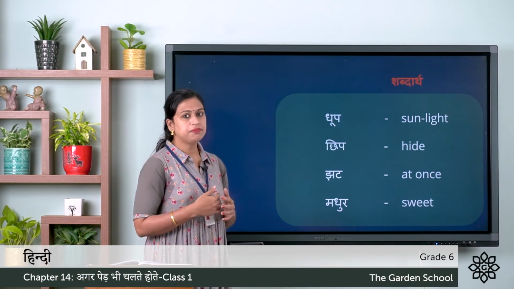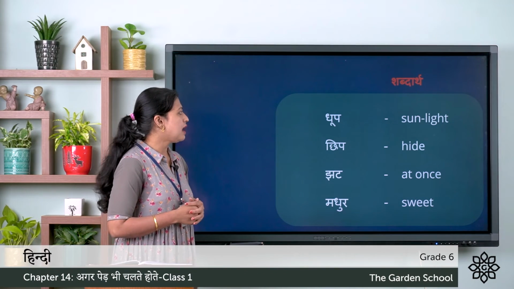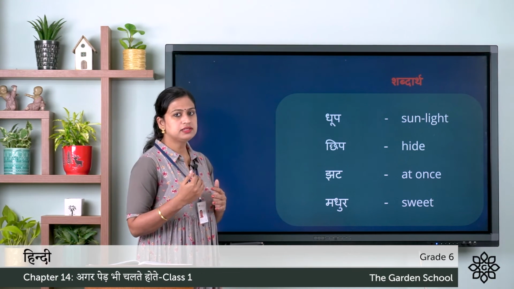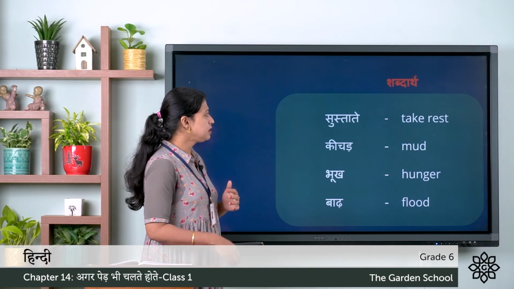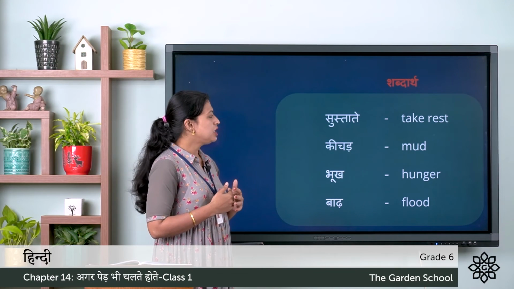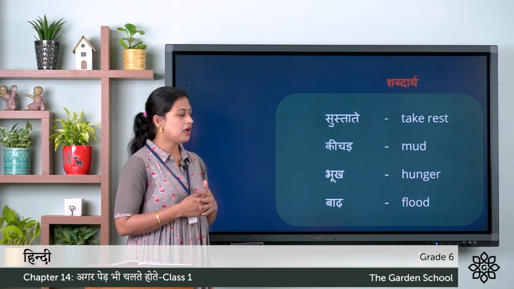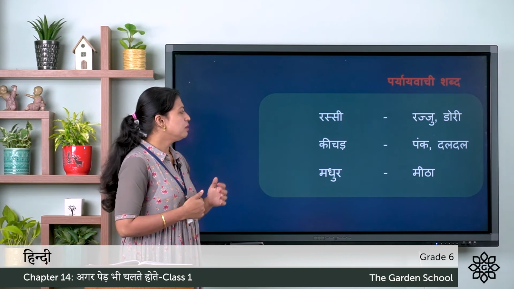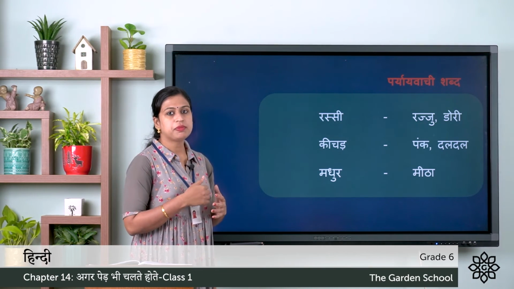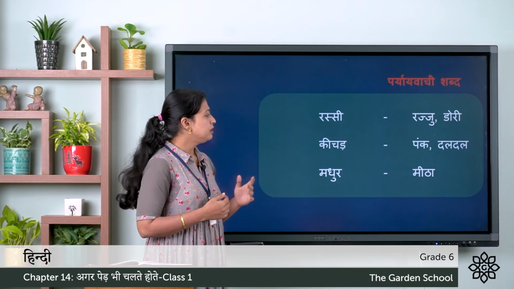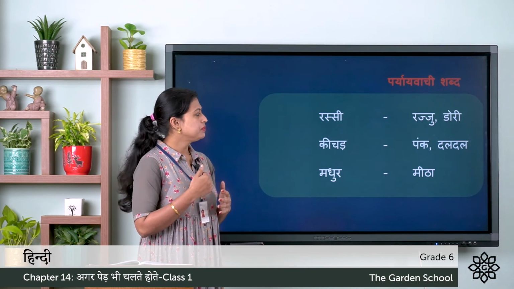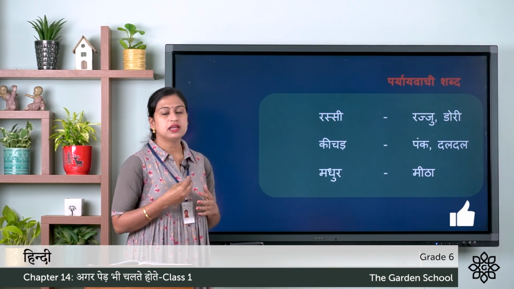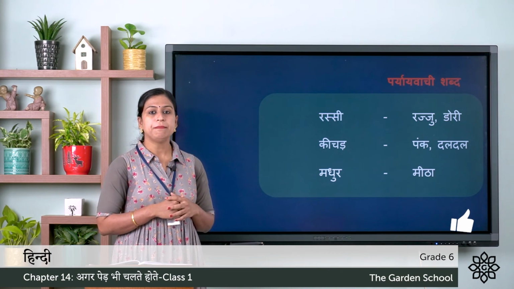Next we have Shabdarth, means word meanings, and the words are Dhoop, which means sunlight, Chip, hide, Jhat means at once, Madhur means sweet, Sustate means take rest, Kichad means mud, Bhook means hunger, Baad means flood. Next we have the Paryayvachi Shabd. The words are Rassi, which means rope, Paryayvachi Shabd, Rajju, dori. Next one, Kichad means mud, Paryayvachi Shabd, Pank, Daldal. Next one, Madhur, which means sweet, and the Paryayvachi Shabd is Meetha.